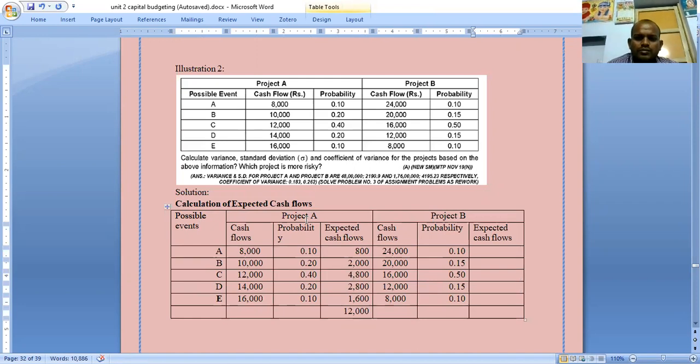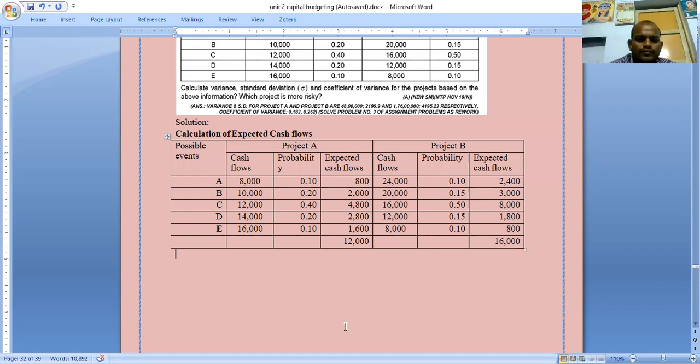So coming to project B, expected cash flows: 24,000 into 0.1, 2,400. And 0.15 into 20,000, 3,000. 0.50 into 16,000, 8,000. And 1,800. 8,000 into 0.1, 800. Total will be 16,000. Total expected cash flows for project B, 16,000.